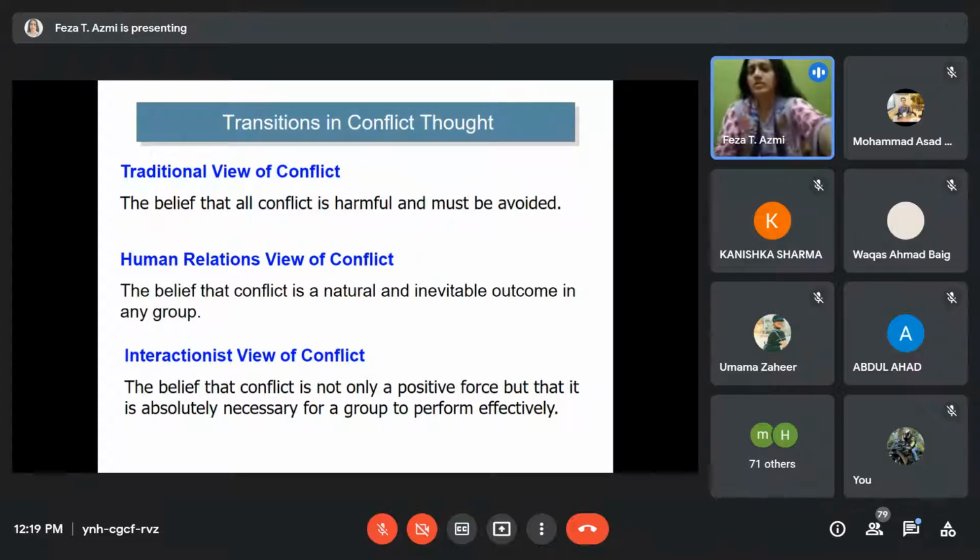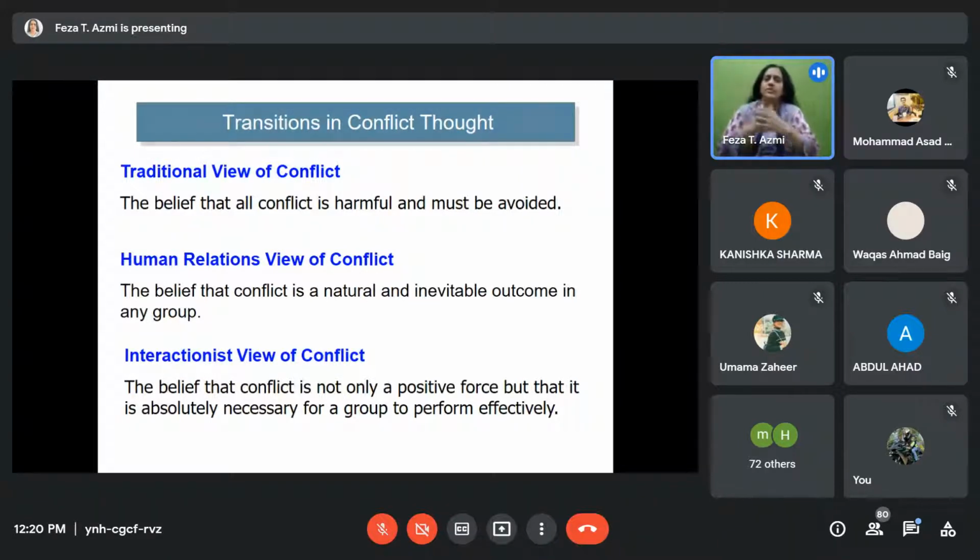Then there was this human relations view of conflict. The human relations school we have already discussed. The human relations view of conflict said that conflicts are natural. They will happen. Whenever you have a group, conflicts are inevitable. Only thing is that we have to understand conflict. We have to perceive that there is a conflict, and then yes, we may take some steps to stop it, but they will be there, they will happen. So as a manager, I have to accept that some conflict will be there. This is the human relations view of conflict that came after that.